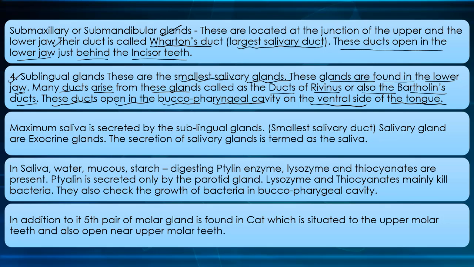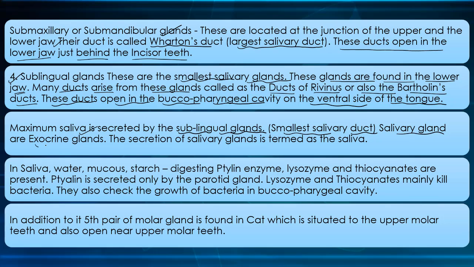Many ducts arise from these glands. They are known as what? Ducts of Rivinus or ducts of Bartholin. These ducts open into the buccopharyngeal cavity on the ventral side of the tongue. Maximum saliva is secreted by the sublingual glands, which are the smallest salivary glands.